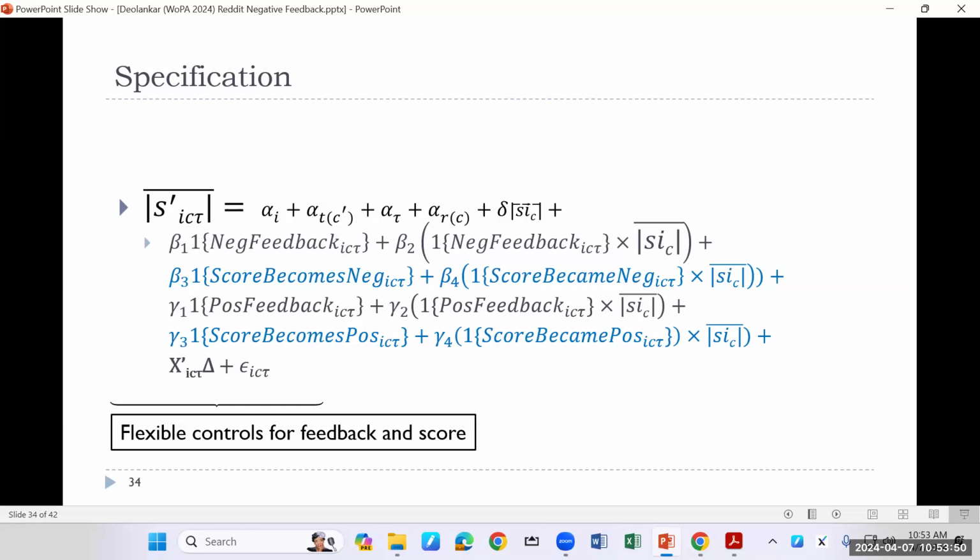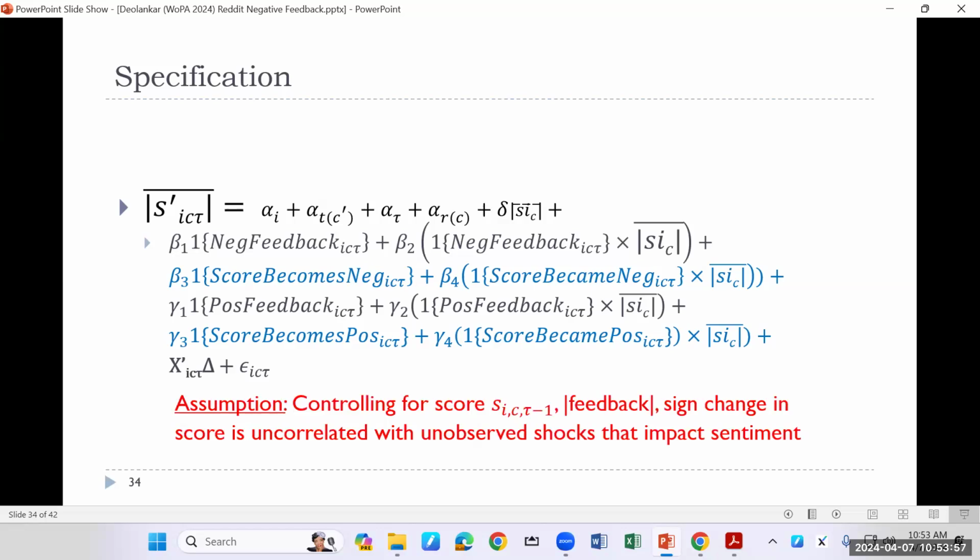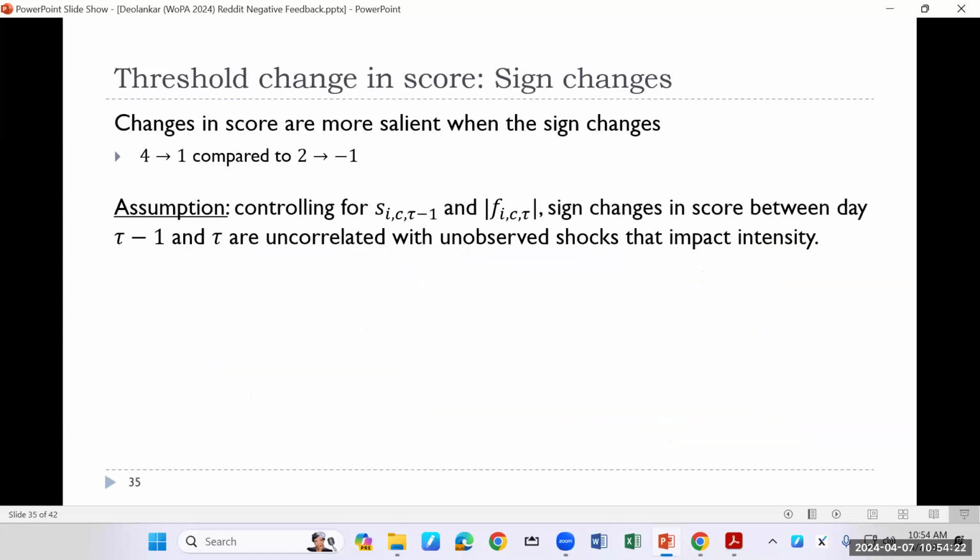And we have flexible controls for time changing comment attributes, just like before. The identification assumption for this particular analysis becomes that, controlling for time changing comment attributes, whether or not a sign change occurs in the score of the original comment is uncorrelated with unobservables that affect future intensity. So the main coefficient of interest then is beta 4, and gamma 4 for positive feedback.